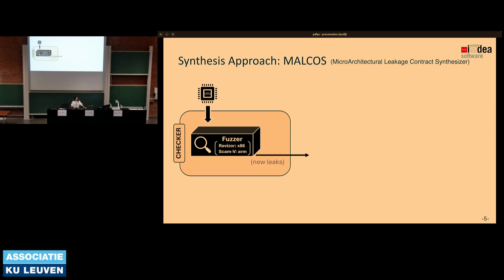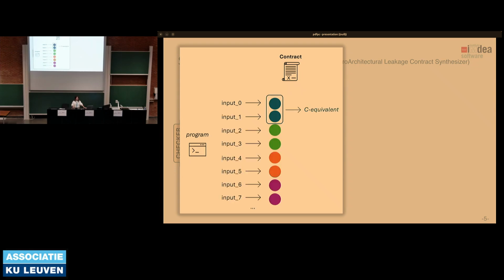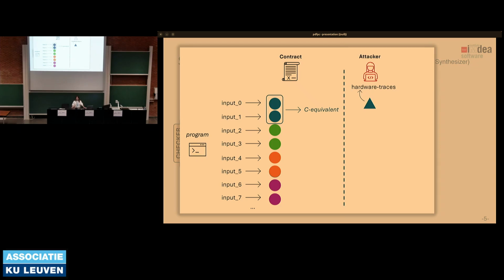So how are we capturing these leaks? If you are not familiar with leakage contracts, we have a contract that will generate contract traces whenever we execute an input. These contract traces are the observations the contract allows to be observed. And we say that whenever two inputs produce the same contract traces, they are contract equivalent. Now, on the hardware side, we have the attacker, and the observations this attacker can make through side channels are called hardware traces. Now, whenever two inputs are contract equivalent and they produce the same observations at the hardware level, we say that they satisfy the contract, and we call them positive examples.